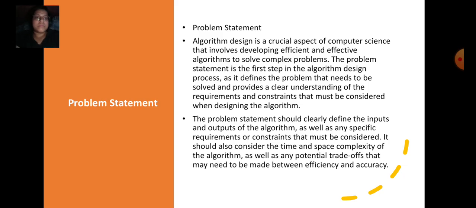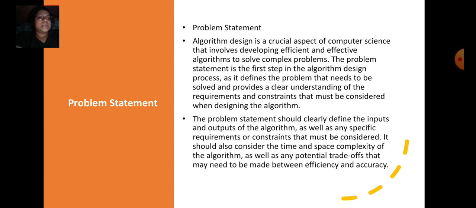Problem statement. Algorithm design is a crucial aspect of computer science that involves developing efficient and effective algorithms to solve complex problems. The problem statement is the first step of the algorithm design process, as it defines the problem that needs to be solved and provides a clear understanding of the requirements and constraints that must be considered when designing the algorithm.